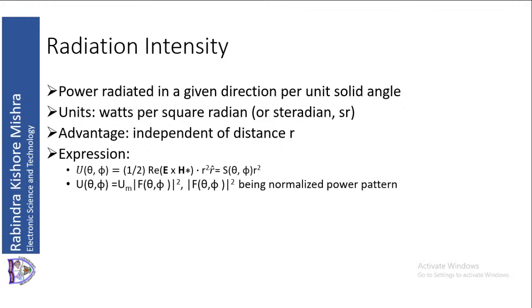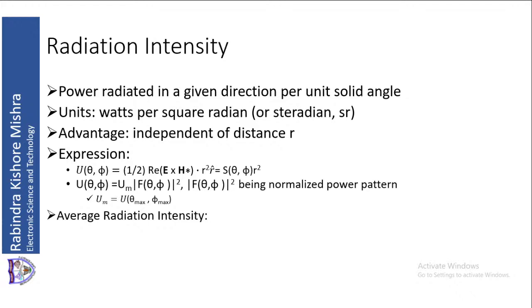So we can write U theta phi is equal to Um into F theta phi square, where F theta phi square is the normalized power pattern. F theta phi is the radiation pattern, and F theta phi square is the normalized power pattern. What is Um? Um is the maximum value of U, so U theta max phi max. It does not mean the maximum value of theta and phi. Theta max is the value of theta for which U is maximum. Phi max is the value of phi for which U is maximum. Therefore, Um is equal to U theta max phi max.